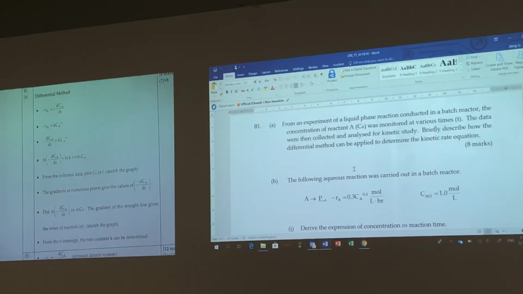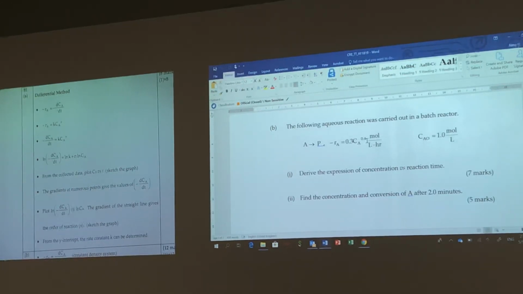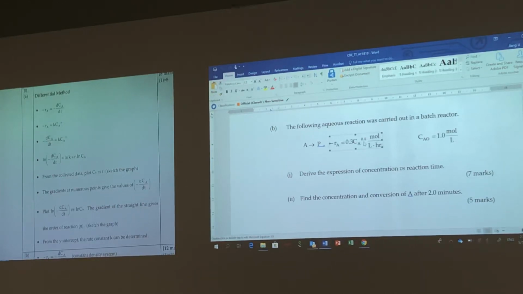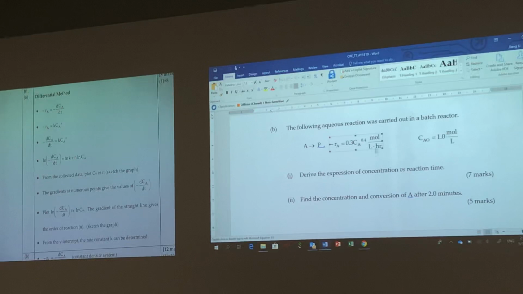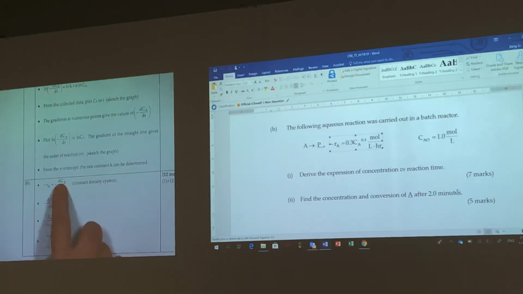Then the last one, B1B. The rate equation is given already here. The order is 0.4. And also take note, the unit given is mole per liter per hour. Then the second part is to find the concentration and conversion after 2 minutes. So this is the point you must be careful with the units given. The derivations will be similar, then you have to repeat again.